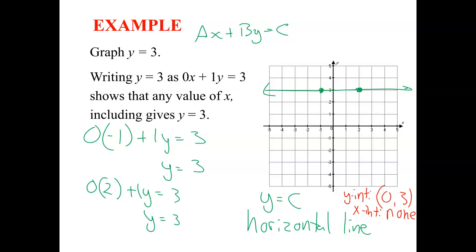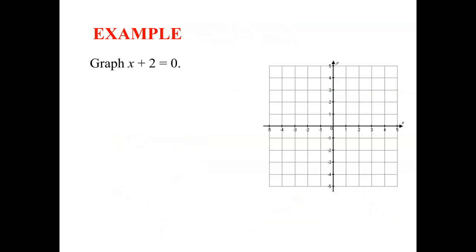Now, x equals equations. I need to solve for x. If I have x plus 2 equals 0, what does x equal? -2. If y equals gives me horizontal lines, x equals is going to give me vertical. It's the same idea because no matter what y is, no matter how far up or down I go, x will always be -2. So here, or here, or here, it will always be a vertical line. So x equals some constant will always be a vertical line.